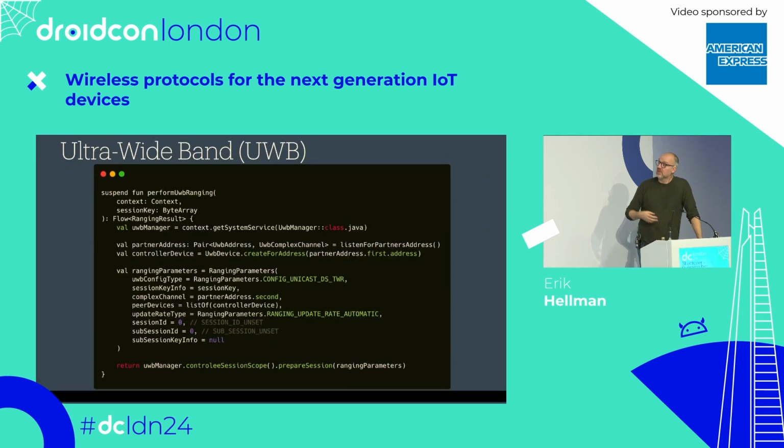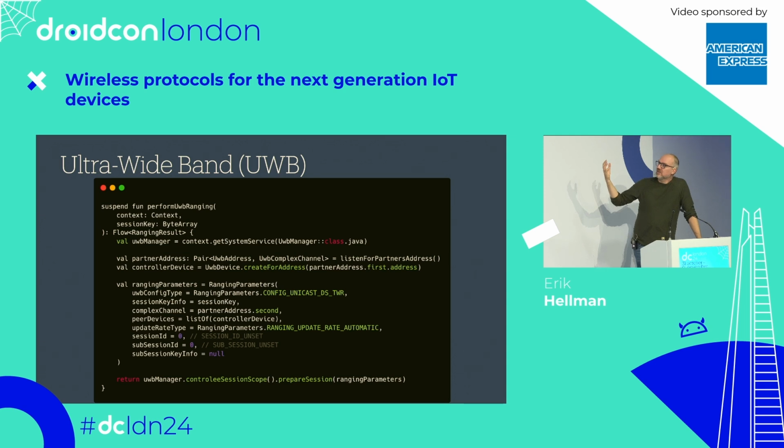The API looks like this, or is used like this. You get the system service with the ultra-wideband manager. You need to get the address. And here comes another challenge with it. In order to get the address and the keys that you're going to use for communication, you need an out-of-band communication, which is usually done over Bluetooth. You connect with Bluetooth, you get that information, and now you can set up the secure ultra-wideband communication. So the session key in this case is the key.